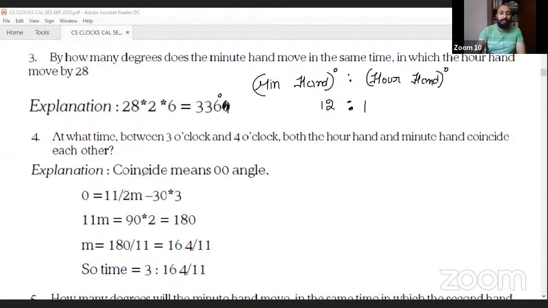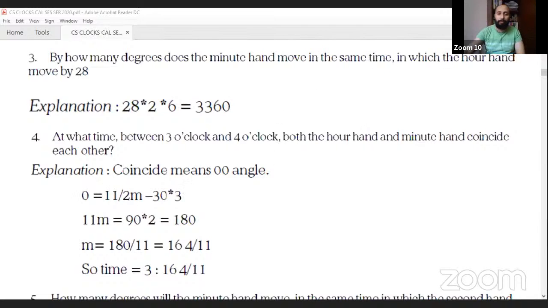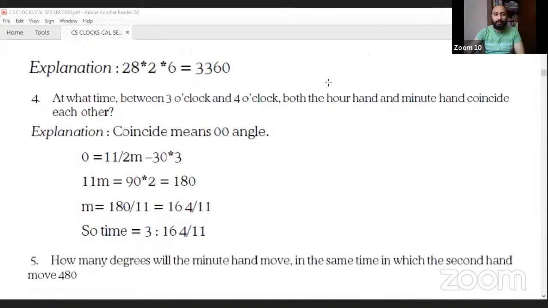Coincide means 0 degree. Hope you remember the same formula. Coincide 11, the same thing. Modulus will come, the same thing. It is the thing we are talking about. Hope you remember. Very good. This is what I have spoken.